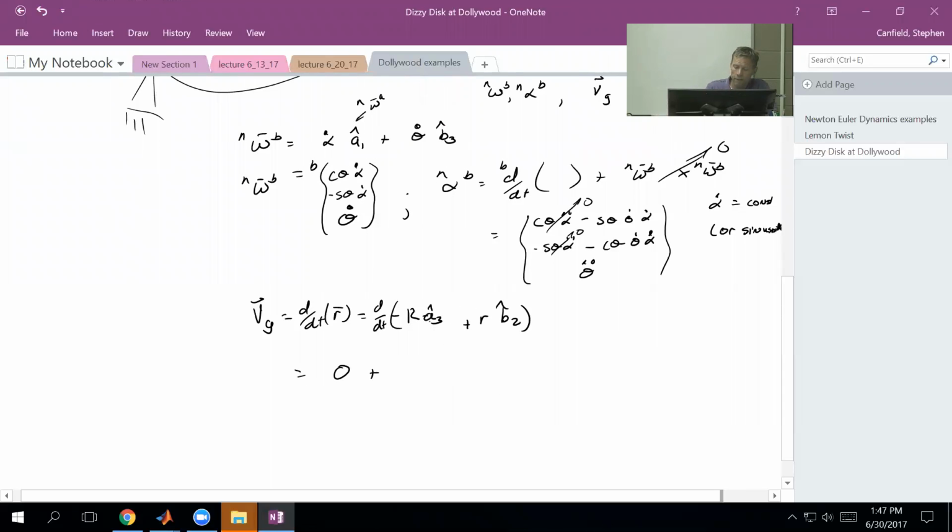Then I have to take the angular velocity of A with respect to N crossed with this first term. So the angular velocity of A with respect to N is alpha dot, 0, 0 crossed with 0, 0, negative R. It's on the A, plus the angular velocity of B with respect to N, which we said was C theta alpha dot, minus S theta alpha dot, theta dot, crossed with 0, r, 0.